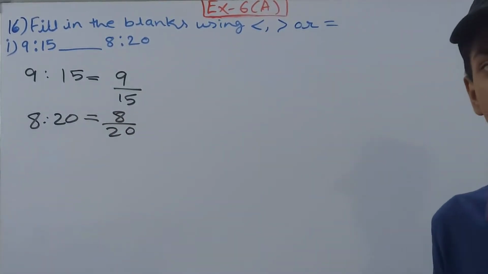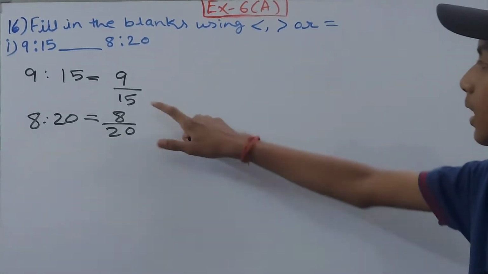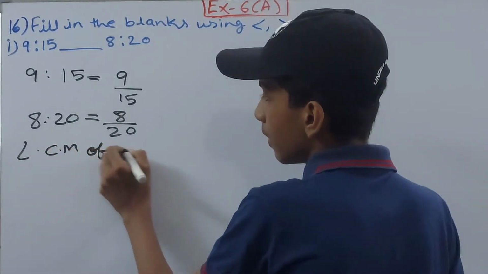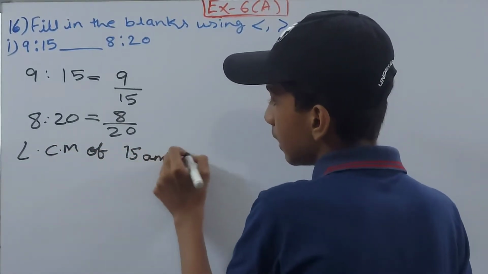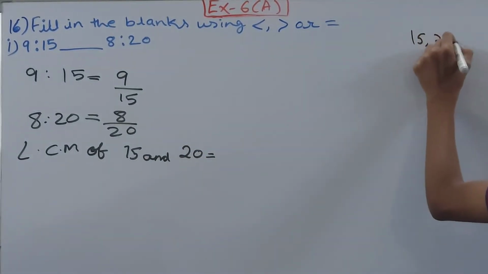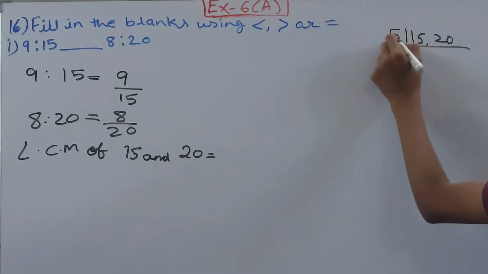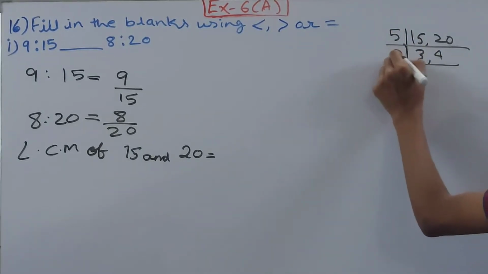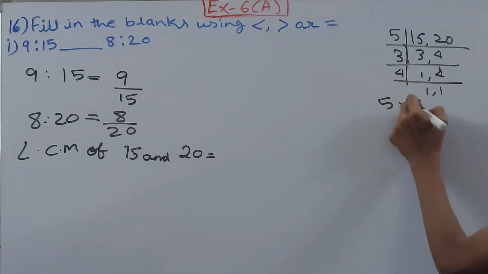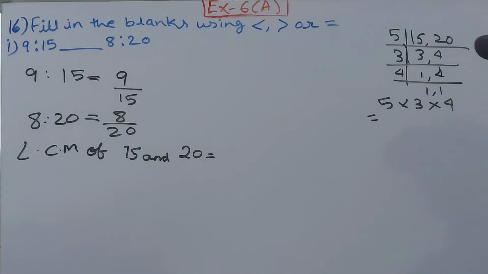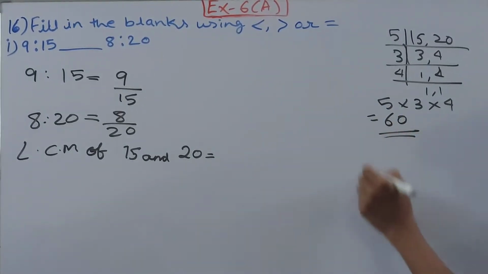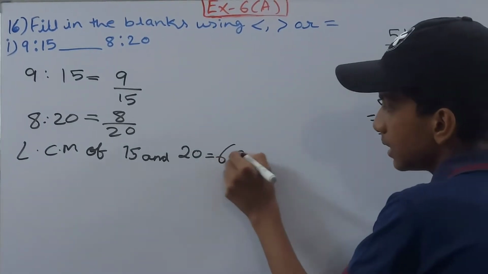But first of all, LCM of 15 and 20, right? That will be how much? Let's find it out. So 15 and 20 here. This goes how many times? 5 times, so 3 and 4, then by 3, so 1 and 4, and by 4, so 1, 1. So 5 into 3 into 4: 5 into 3 is 15, 15 into 4 is 60. So 60 is the LCM of the numbers.